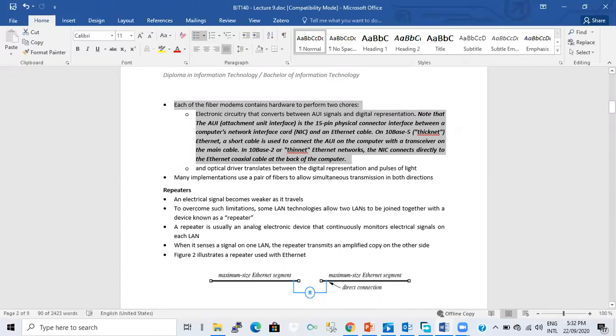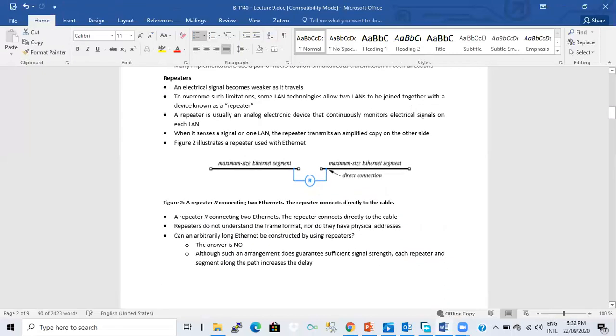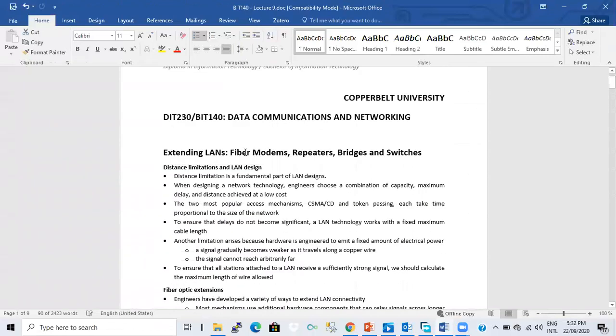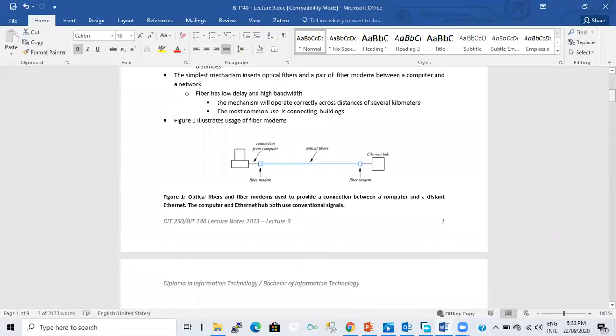Okay. So for you to work with fiber, remember we had looked at fiber modems. For you to connect longer distances, which are more than 100 meters, you may need to use fiber, which can span kilometers. I've said fiber can be connected from Kitwe to Ndola. But when you reach the other building, you may need to use a fiber modem to convert back to UTP. So we've looked at how you can extend a local area network by using fiber modems.